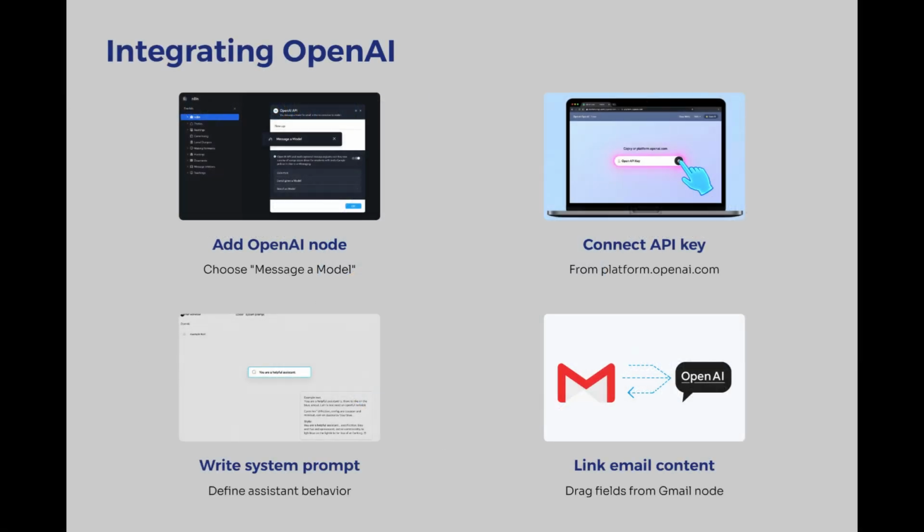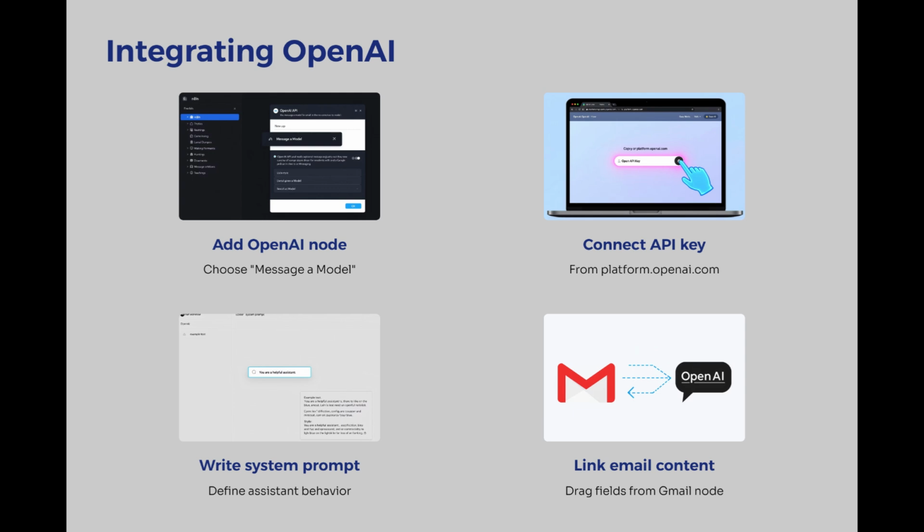Next, we'll add OpenAI. Choose the OpenAI node and a messenger model. Use GPT-4 or GPT-4 Mini depending on your budget. Add your OpenAI API key from platform.openai.com.